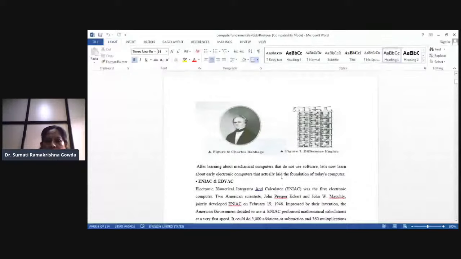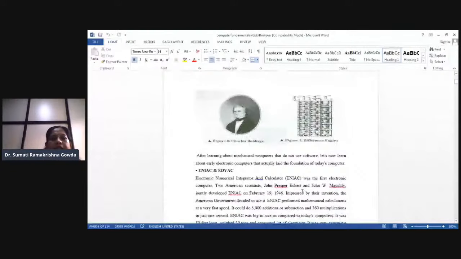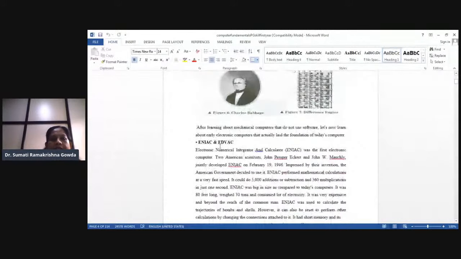After learning about mechanical computers that do not use software, let's now learn about early electronic computers that actually laid the foundation of today's computer. Then they started inventing ENIAC and EDVAC. These two are the electronic computers. ENIAC means Electronic Numerical Integrator and Calculator. It was the first electronic computer.